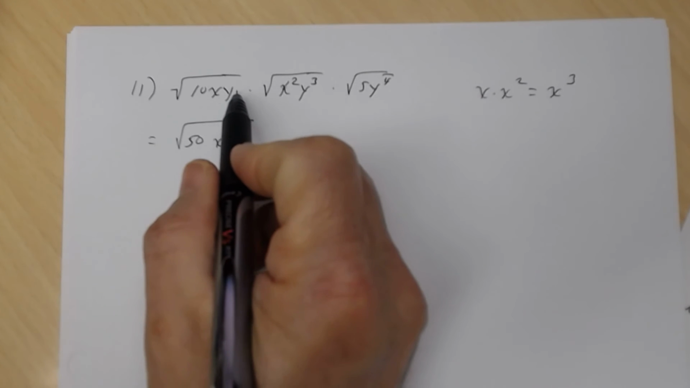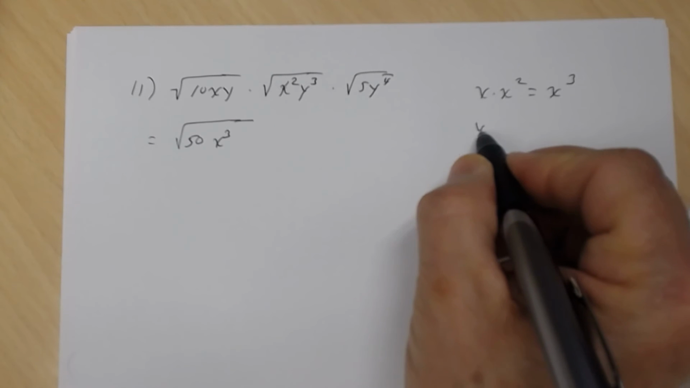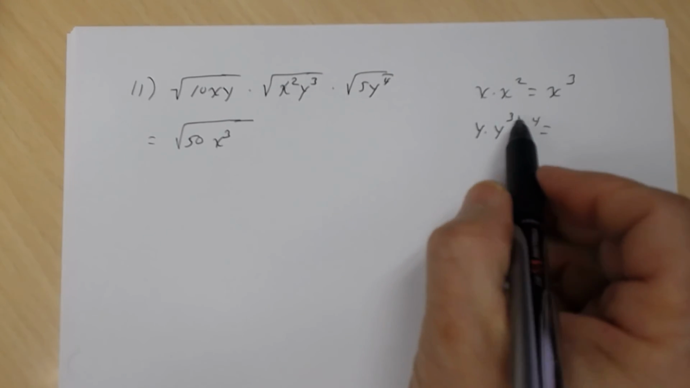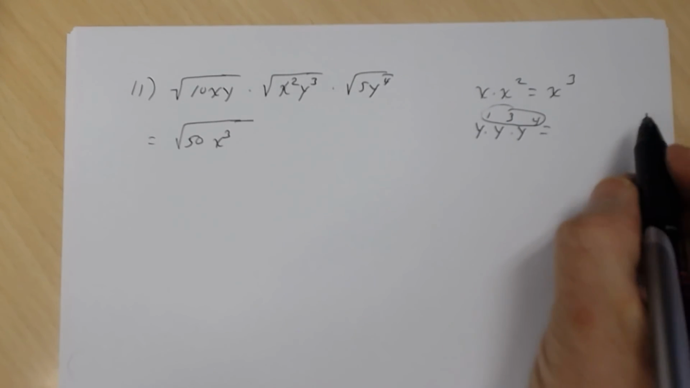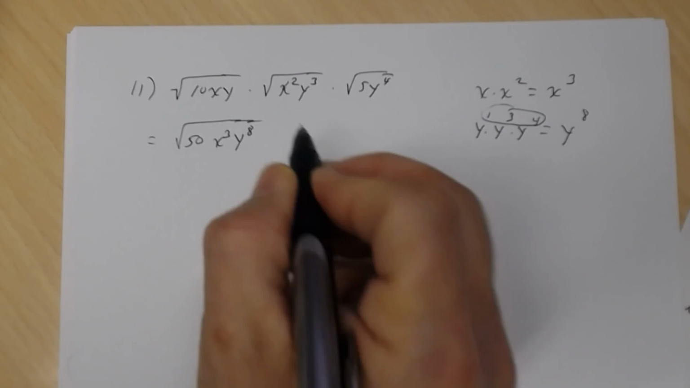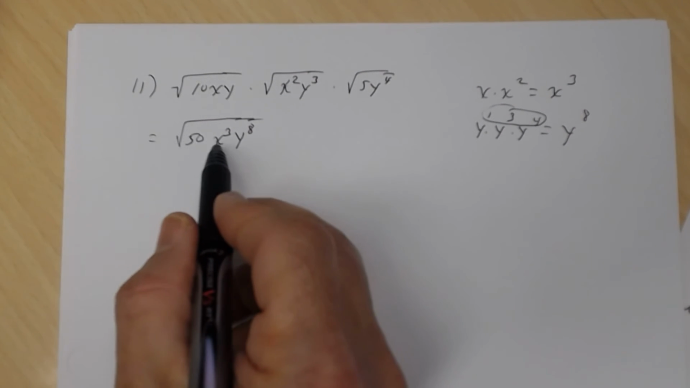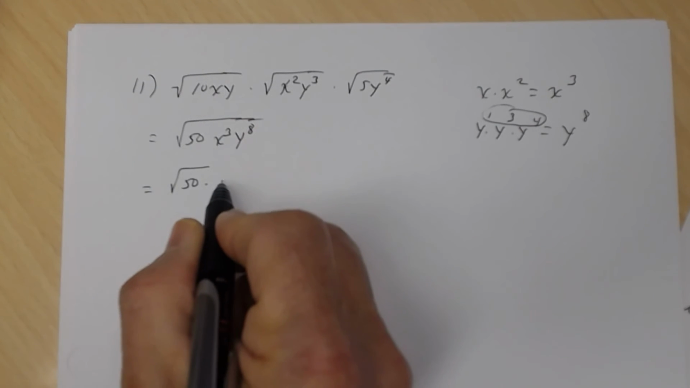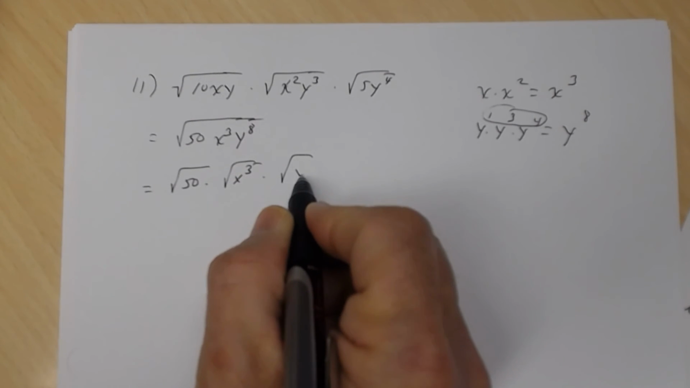Now let's get the factors of y. Y to the first times y cubed times y to the fourth. So when you multiply like bases, you add those exponents. 1 plus 3 plus 4 is 8. So I get y to the 8. All right, now we're going to rewrite this as the product of each individual factor. So it'll be the square root of 50 times the square root of x cubed times the square root of y to the 8th.